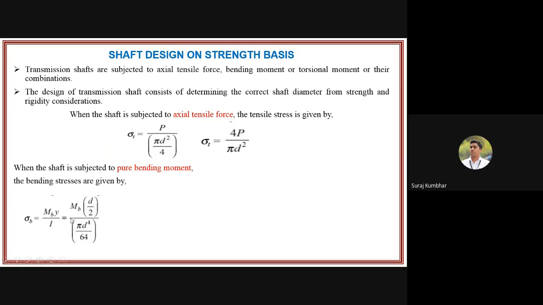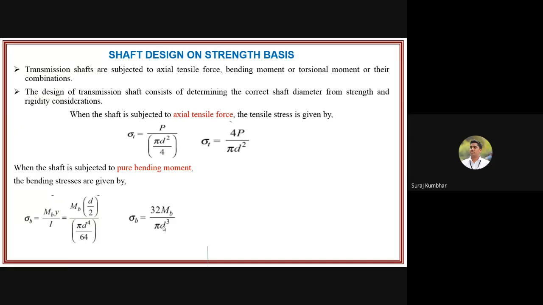So bending stress equals Mb into y upon I, where y is d by 2, the perpendicular distance from the neutral axis, divided by the moment of inertia for a circular solid shaft, which is pi by 64 into d raised to 4. By rearranging the terms, what will you get? Sigma b is equal to 32 Mb, that is 32 into bending moment, upon pi d cube. This is the modified equation. By using this formula, you can find the bending stress in that particular shaft, which is 32 Mb divided by pi d cube.